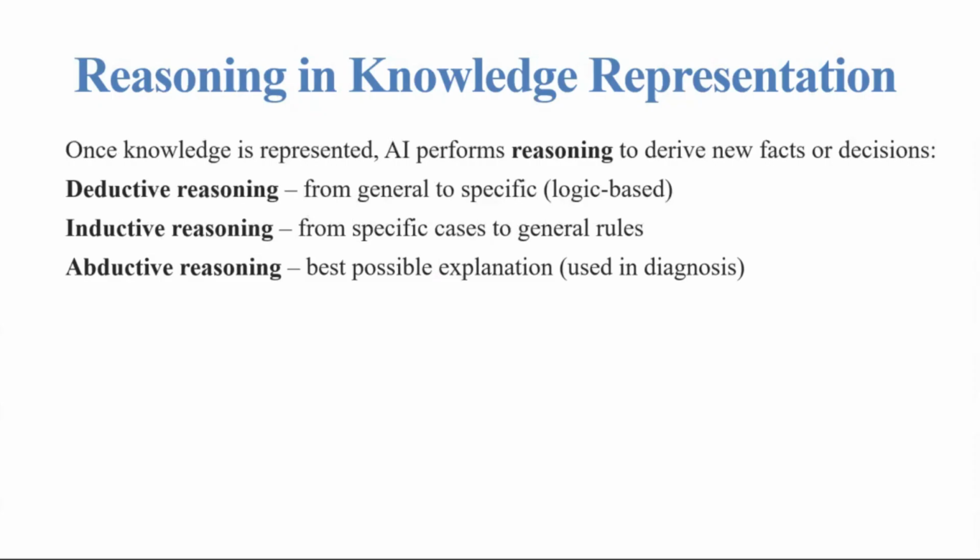For example, suppose the AI observes crow 1 is black, crow 2 is black, crow 3 is black, crow 4 is also black. After observing many crows, the AI may conclude most crows are black. Here, notice something important. This conclusion is not guaranteed to be true. There could still be a white crow somewhere in the world. So inductive reasoning is based on patterns and probabilities, not certainty.